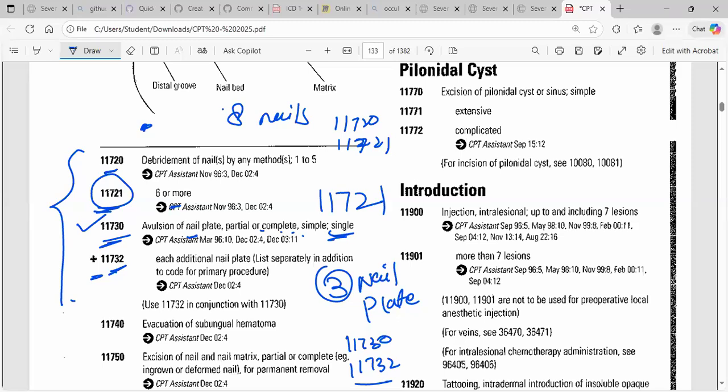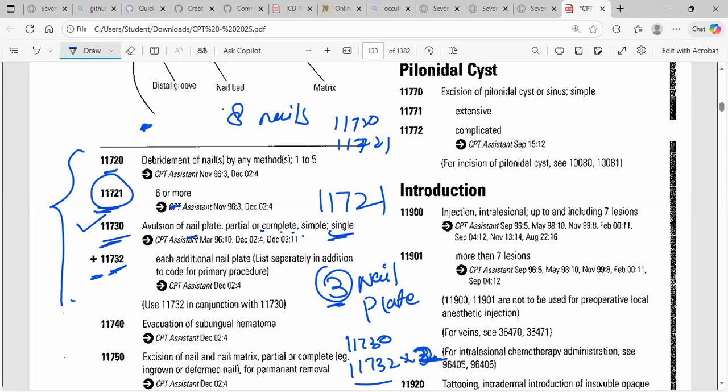Ma'am, for a single nail plate, we'll use 11732. And for the other two, we'll use 11732 into 2. So it will be three nail plates total. Yes, exactly. So it should be unit 2.